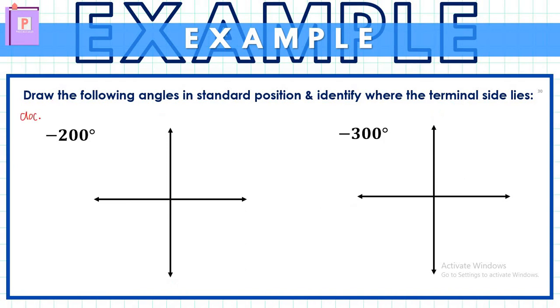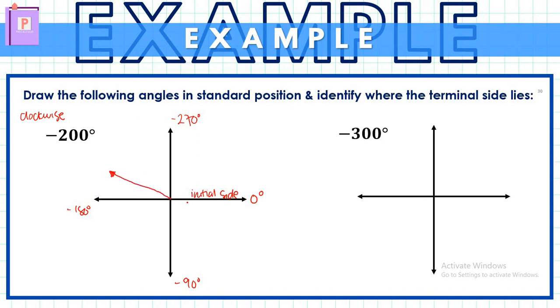Again, this is in clockwise direction. So this is 0 degrees, negative 90 degrees, negative 180 degrees, and negative 270 degrees. So our initial side will still be on the positive x-axis. This is an example of a reflex angle which is negative. So again, we need to estimate where we are going to find negative 200 degrees. So it is obviously in between negative 180 and negative 270. So let's just add negative 20 more degrees to negative 180 to form negative 200 degrees.